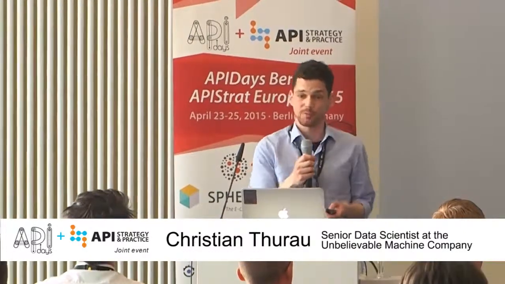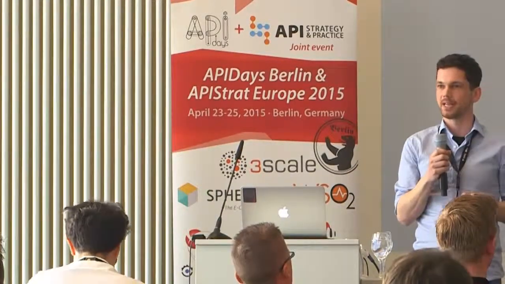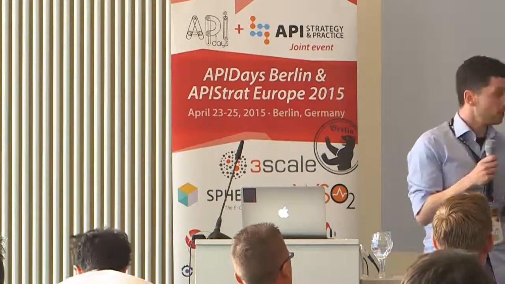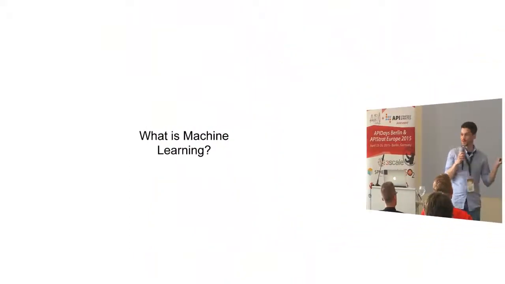So my name is Christian Turo. I work as a data scientist at a company called the Unbelievable Machine Company. And before that, I worked as a machine learning researcher for about 10 to 15 years. And this talk I think is a bit similar to the first talk that we had in this session. So I also want to talk about machine learning APIs. So this question was asked before also in the first talk.